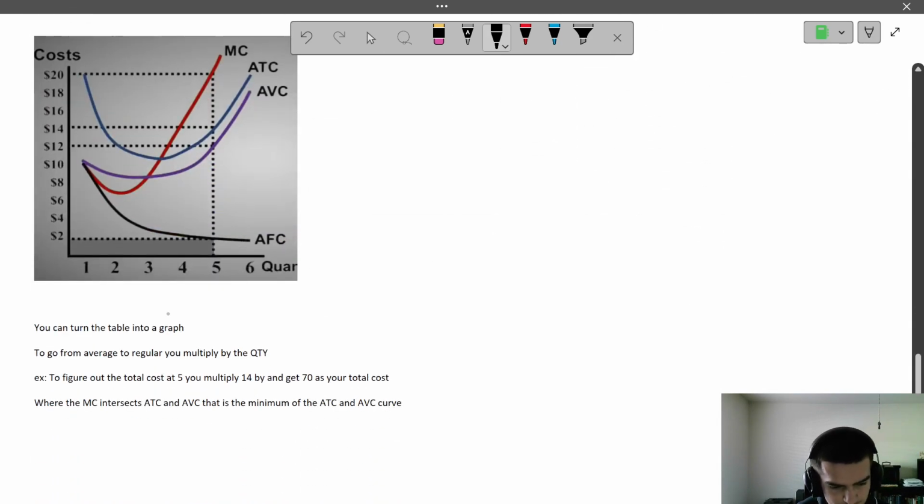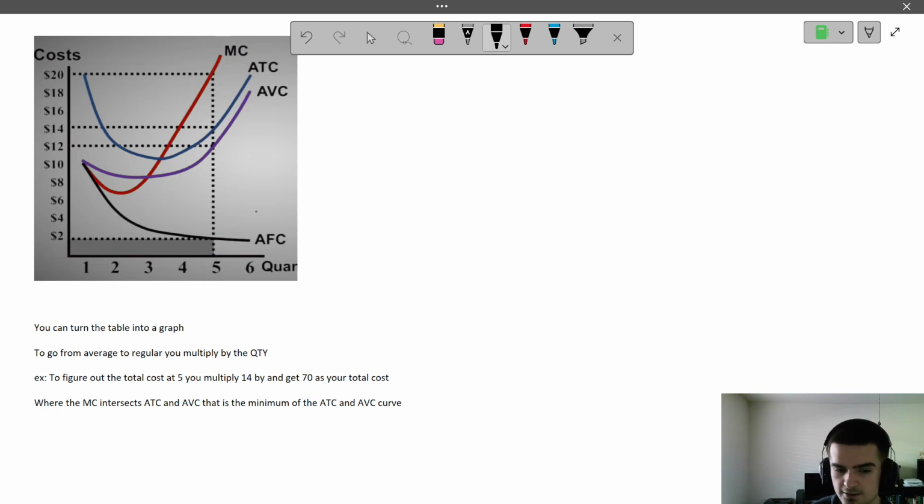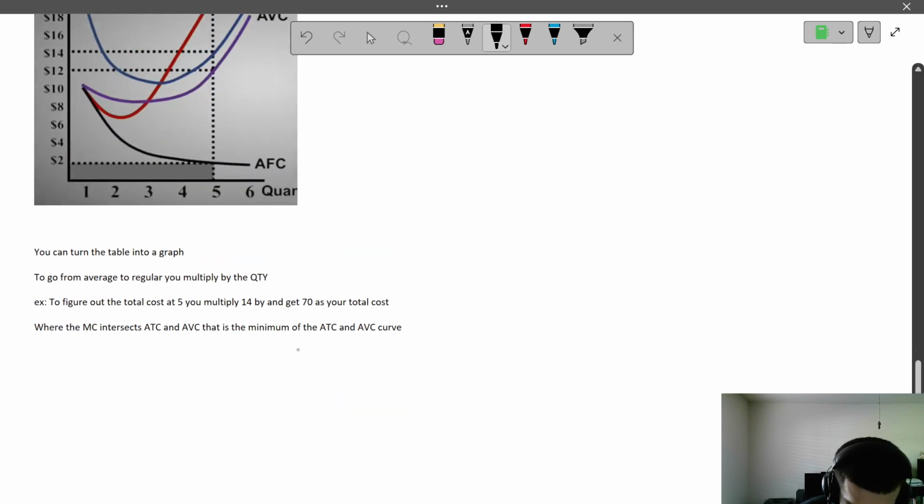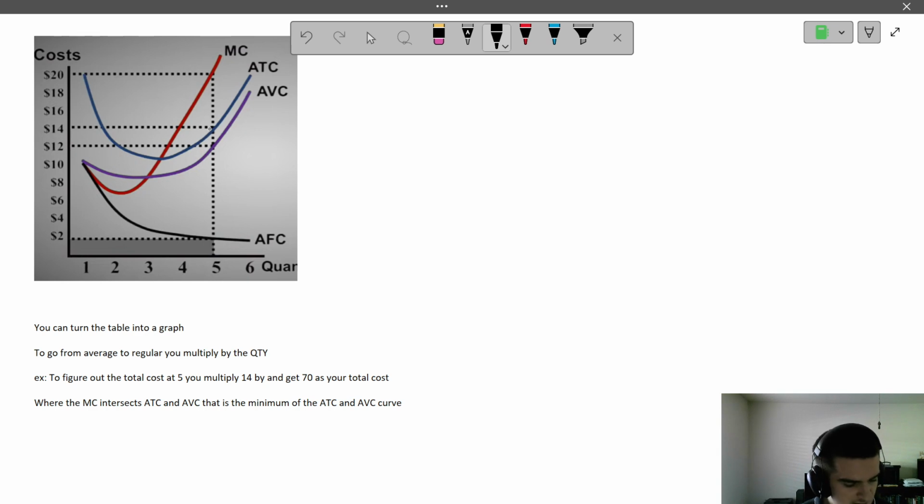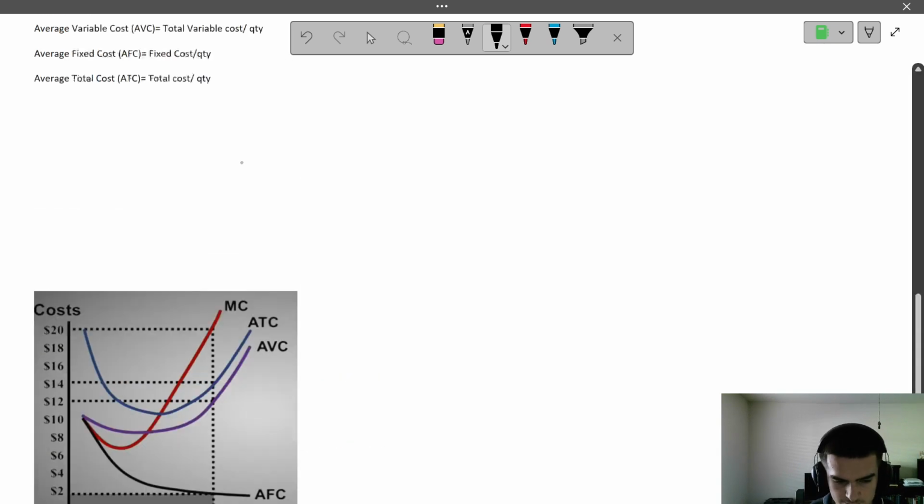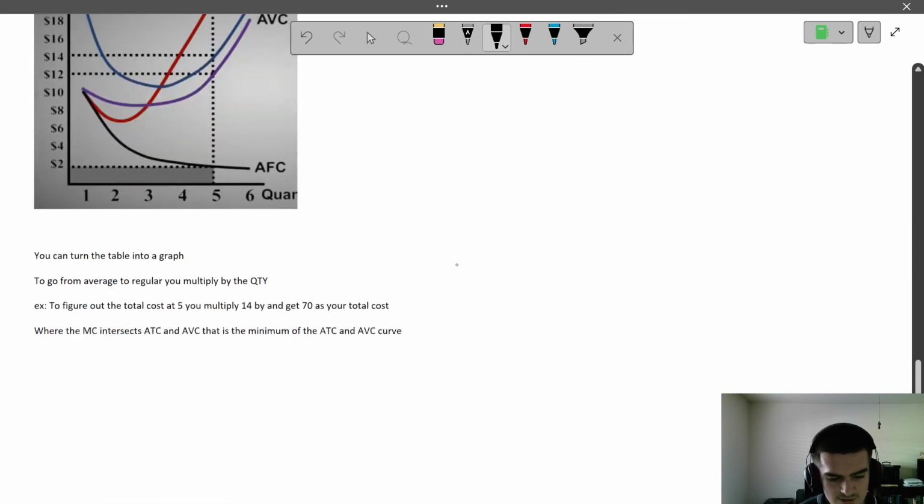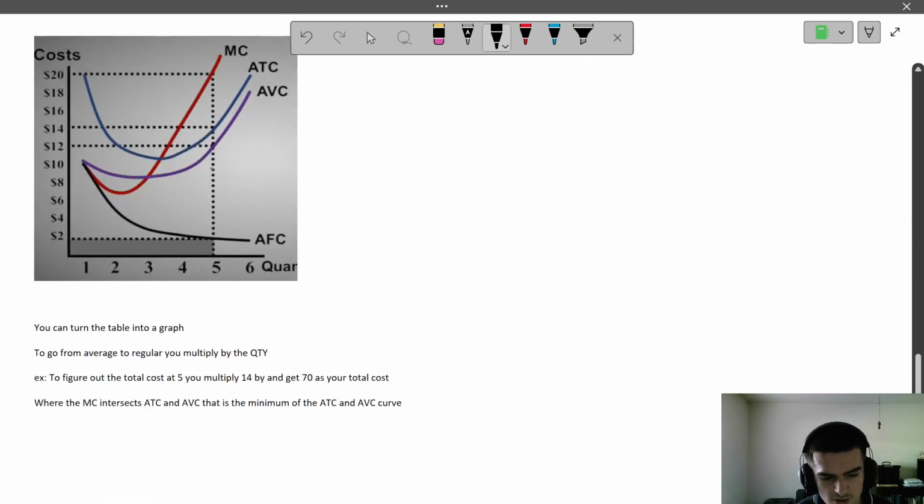In order to go from your average to your regular, so if you wanted to figure out fixed cost and they give you average fixed cost, well, you just take it and multiply it by your quantity. So your fixed cost, 5 times 2, 10. Figure out total cost, 5 times 14, 70. So total cost is 70, and that checks out with our table. So yeah, be able to draw it.